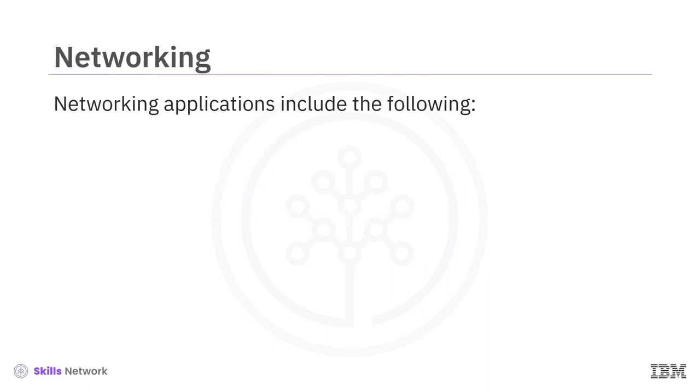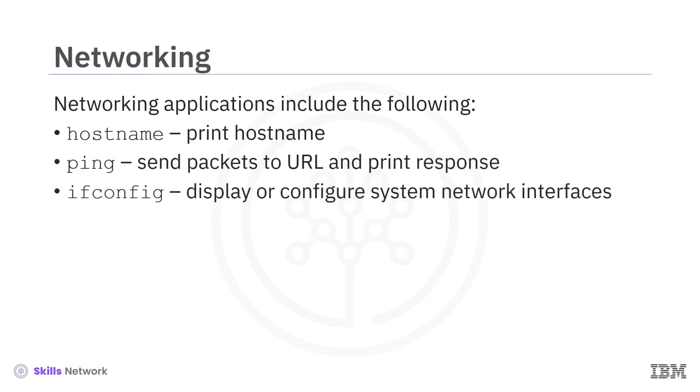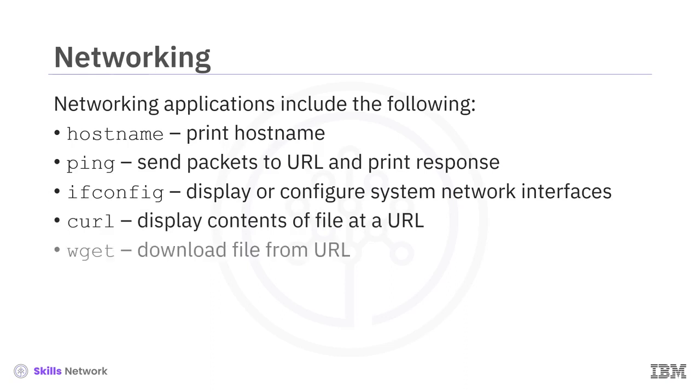Networking applications include the following. hostname prints the hostname. ping sends packets to a URL and prints the response. ifconfig displays or configures network interfaces on the system. curl displays the contents of a file located at a URL. And the wget command can be used to download a file from a URL.